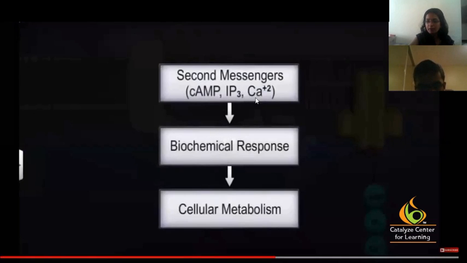You are able to understand now. The secondary messengers have formed because of the binding of the hormone to the cell receptor. So it has caused some biochemical changes inside the cell. These biochemical changes in turn cause cellular metabolism. Cellular metabolism means cellular respiration or the production of other hormones. Any kind of metabolic activity inside the cell is regulated by this process. You are able to understand? Shall I continue this?